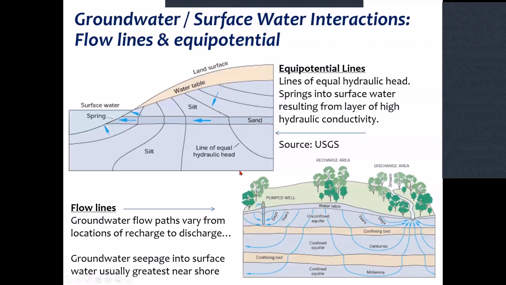Okay, so lines of equipotential and flow lines. The main thing to bear in mind is that flow lines are perpendicular to equipotential lines, and equipotential lines are analogous to contours, but they represent points of equal hydraulic head. Those are the main concepts that you need to get from that.